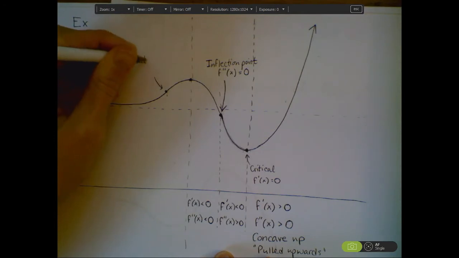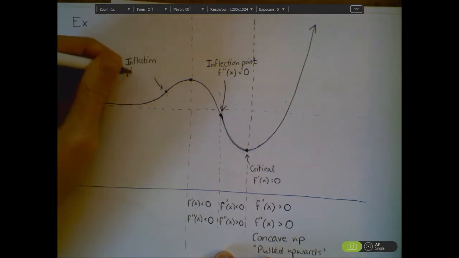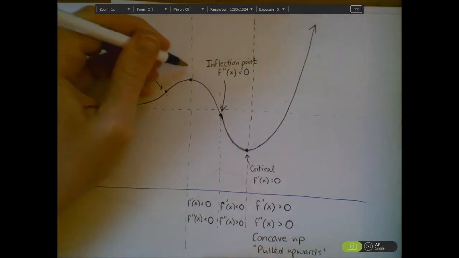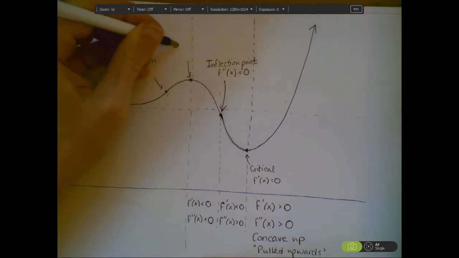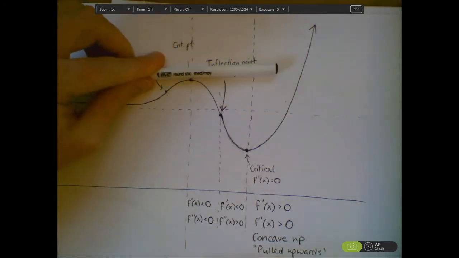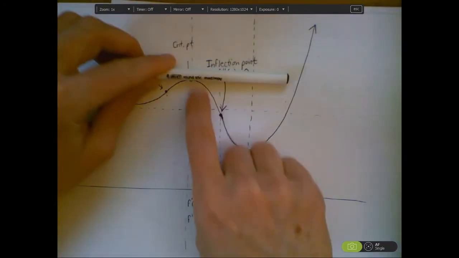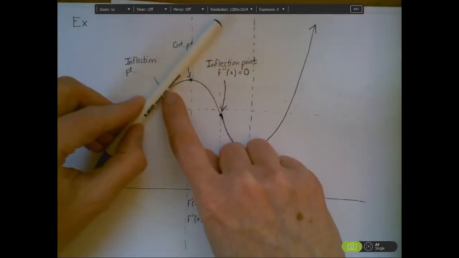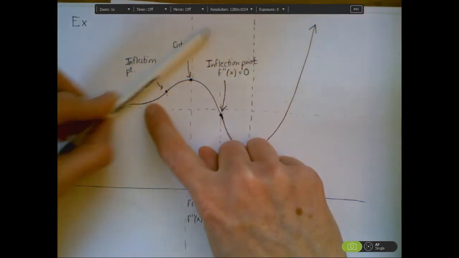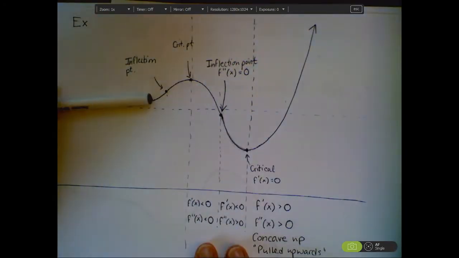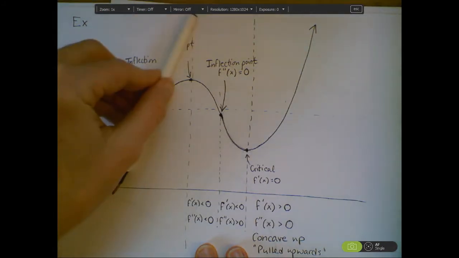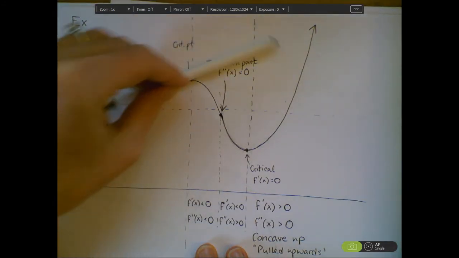Inflection point. Maybe I should label just for consistency. Here's my critical point as well, right here where the slope of the tangent line is 0. So notice the slopes of my tangent lines are all positive along here, but they go from increasing in positivity to decreasing in positivity.